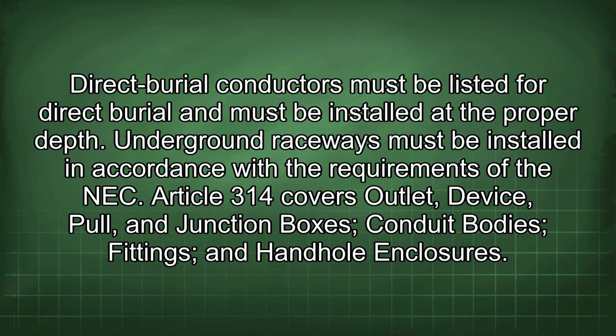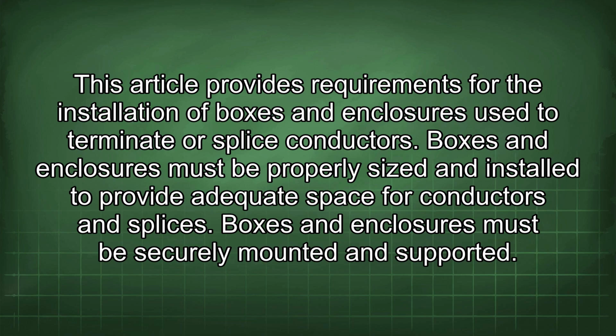Article 314 covers outlet, device, pull, and junction boxes, conduit bodies, fittings, and handhole enclosures. This article provides requirements for the installation of boxes and enclosures used to terminate or splice conductors. Boxes and enclosures must be properly sized and installed to provide adequate space for conductors and splices. Boxes and enclosures must be securely mounted and supported.